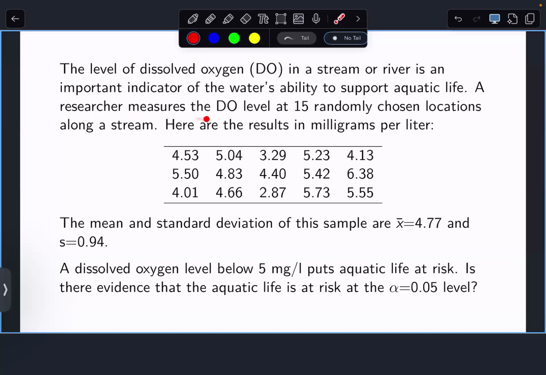And so a researcher measures the dissolved oxygen level at 15 randomly chosen locations along a stream. If they're randomly chosen, then we can assume that these 15 locations are representative of the entire stream, so that's nice. And we get the results in milligrams per liter. Now, I usually ignore units because, man, they're so annoying. But don't tell your chemistry teacher that. They don't like it when I say that. Units. Physics, too, they want units. Me, nah.